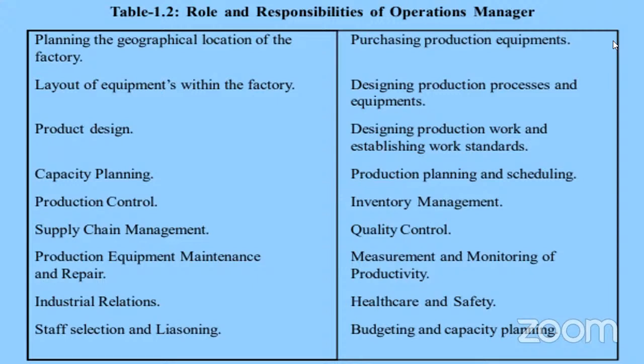Production control means they will be checking quality control, quality checking, quality assurance. So they are going to check the product's quality. So supply chain management is nothing but it starts with the raw materials, acquiring of raw materials, to the distribution of the final product to the customer.